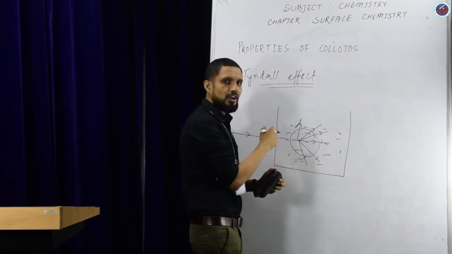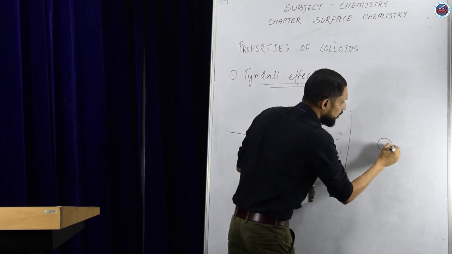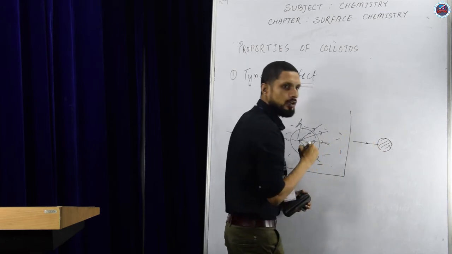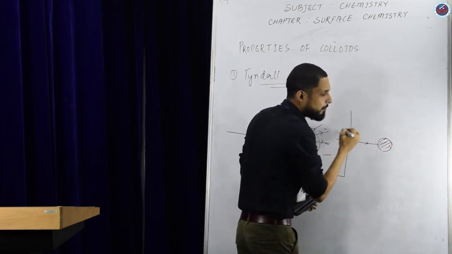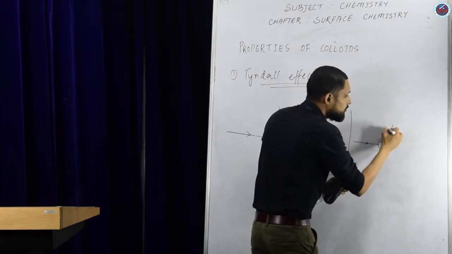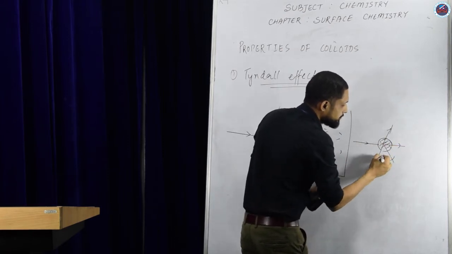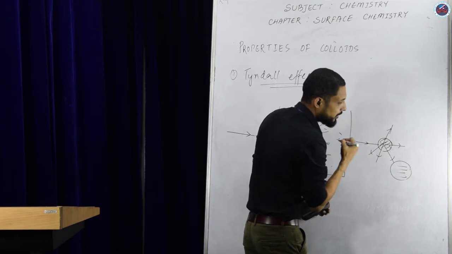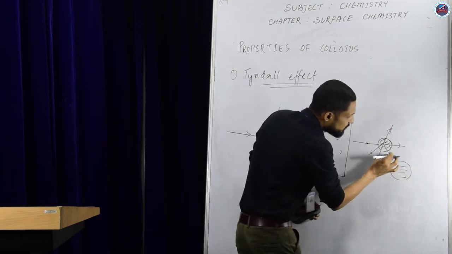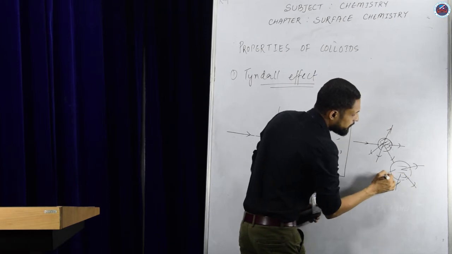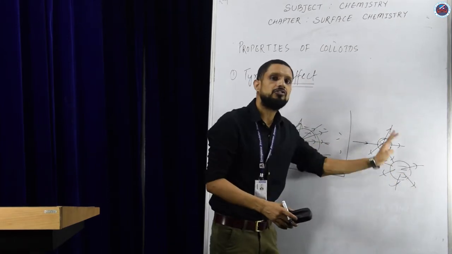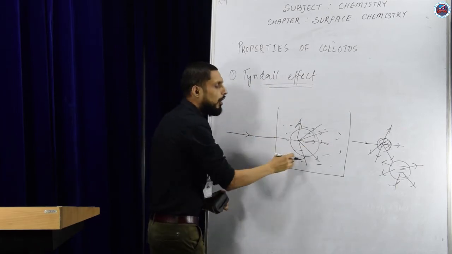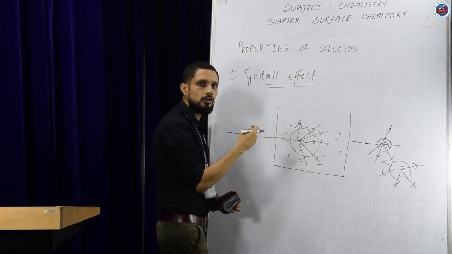Now, why does the scattering take place? Let us see. So this is a colloid particle. Now, when the light ray strikes this colloidal particle, the colloidal particle will scatter the light ray. Now again there will be more colloidal particles in the solution. So this particle again will scatter this light in a different direction. So this is how it continues. So in simple words, Tyndall effect is the scattering of light by a colloidal solution.